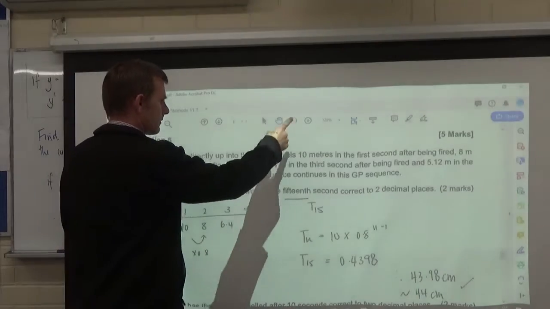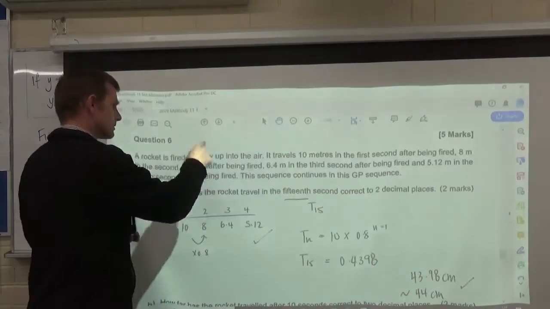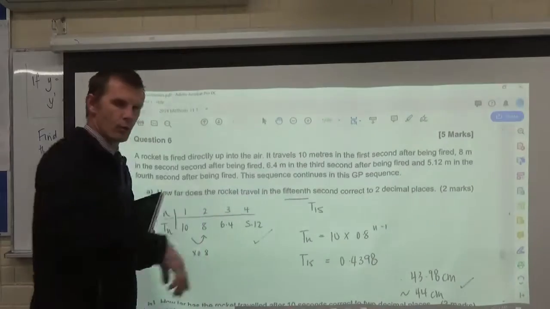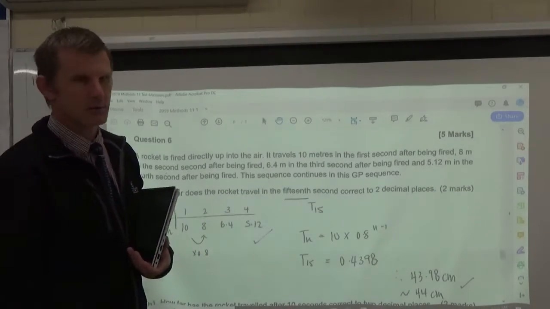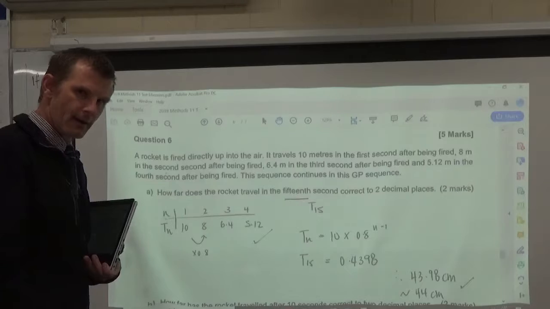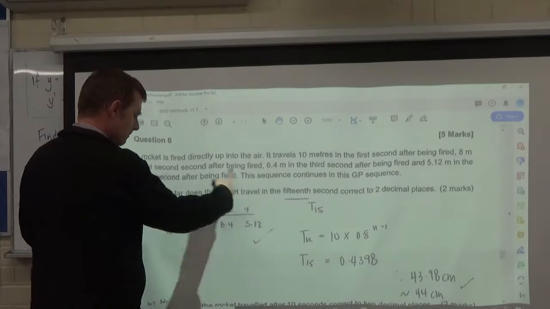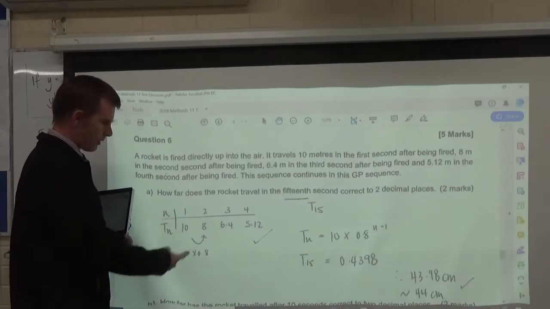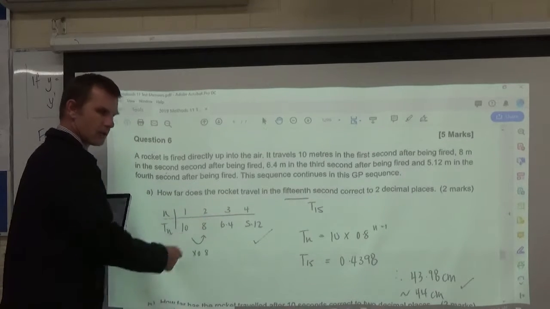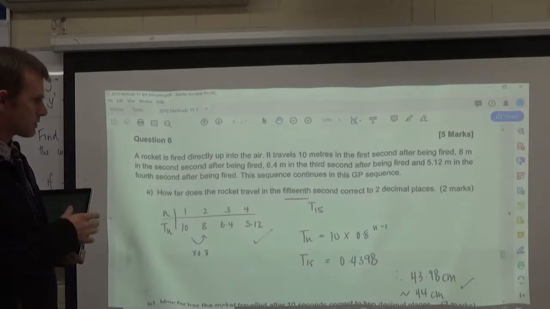The rocket's fired up in the air: 10 metres, 8 metres, 6.4 metres, 5.12. Sounds like a sequence to me. It's definitely not arithmetic because the amount is changing. Must be geometric. Sketch it up. Worked out that R was 0.8. This divided by this, divided by this, etc. Same as that question above.